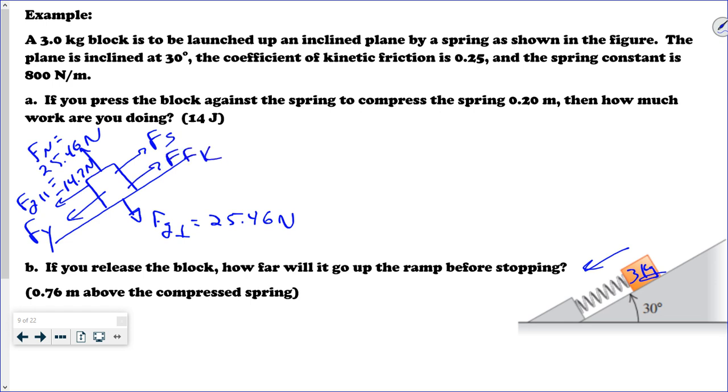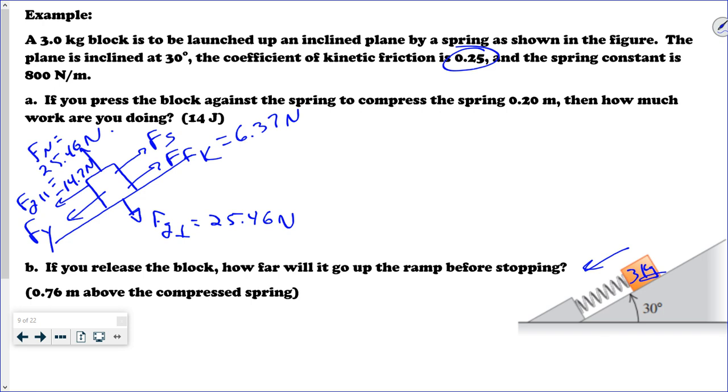Well, we can at least find our friction, because that's just going to be 0.25 times our normal force. So the force of friction is 6.37 newtons. But the problem is we can't find the force that you're doing, since the force of the spring is changing, that means your force is going to have to change. So there's really a lot going on here. There's a couple ways we can go about this.